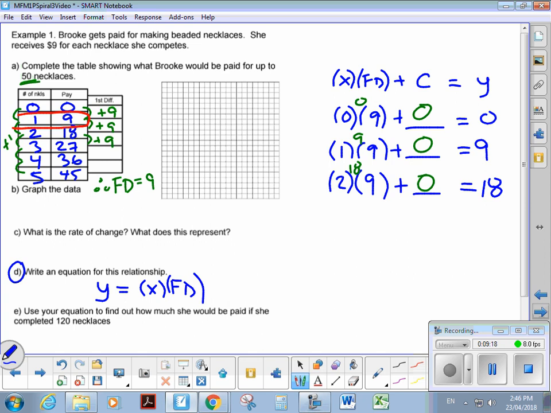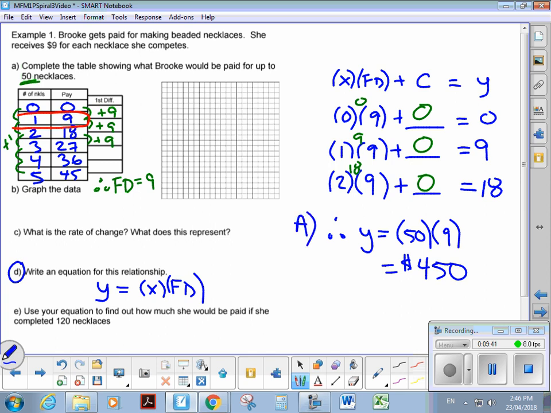All right. So now, 50 necklaces. Therefore, x equals 50 necklaces. My first difference is 9. So it's going to be $450 for the 50 necklaces. All right. So that answers A.